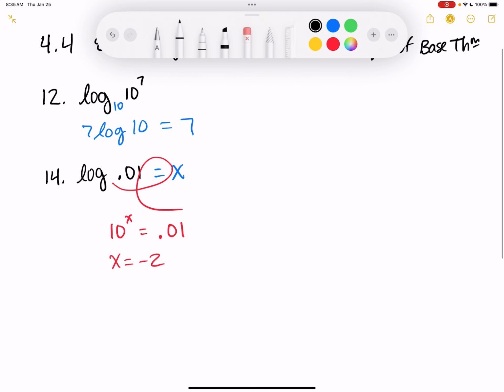Let's see, next one. 20, log of 296 times 12. So when we put this one in, we do log and then 296 times 12, like that. And that's 3.55.